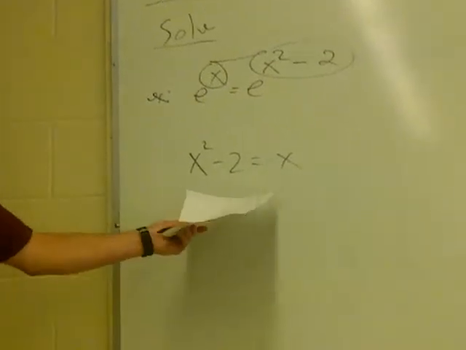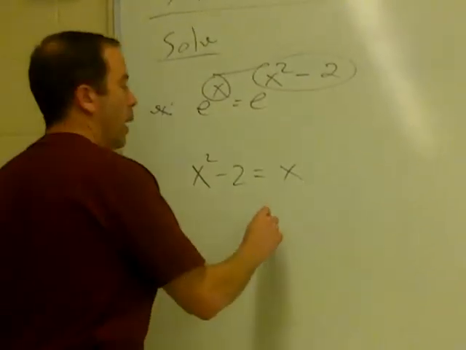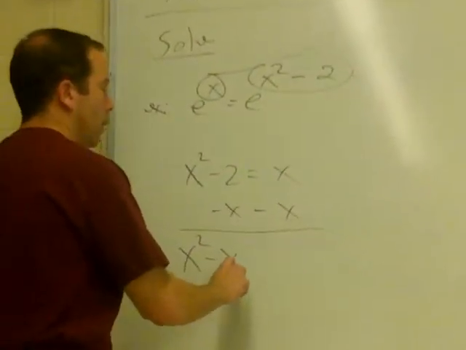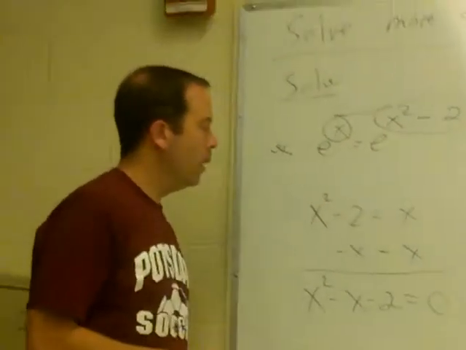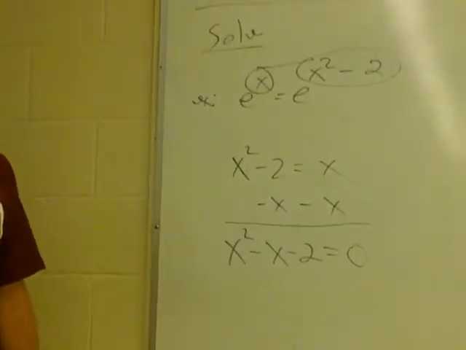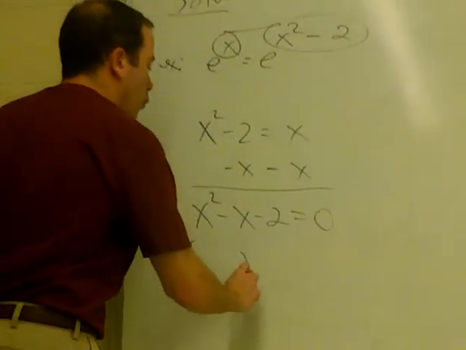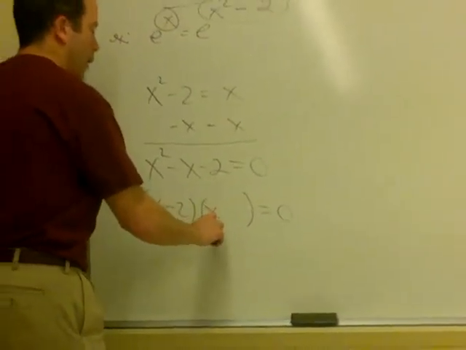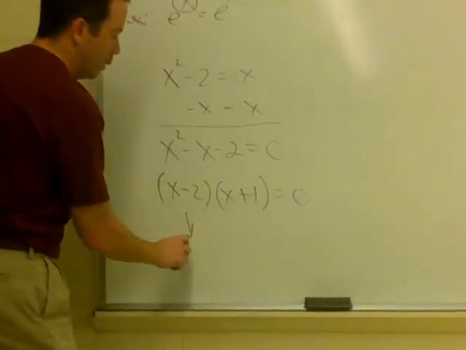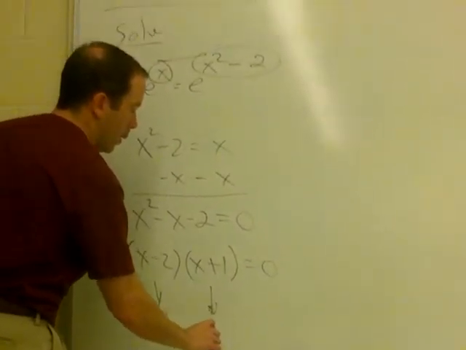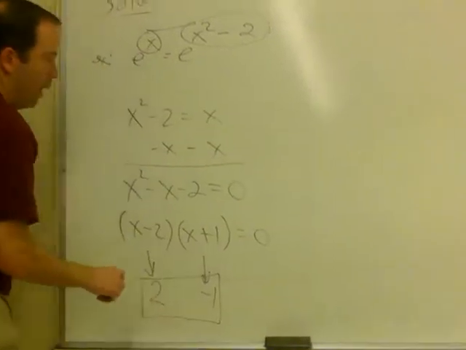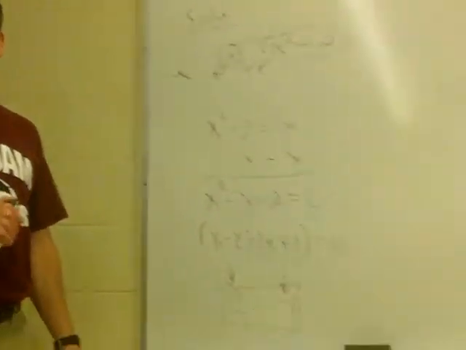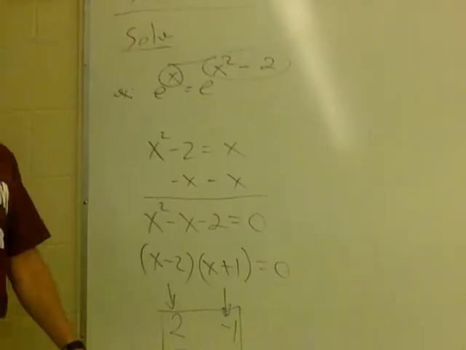All we need to do is subtract x from both sides. So we get x squared minus x minus 2. This is clearly factorable: x minus 2 and x plus 1. Our solutions are 2 and negative 1. And that's all there is to that for the first one. If the bases are already the same, just set the exponents equal.